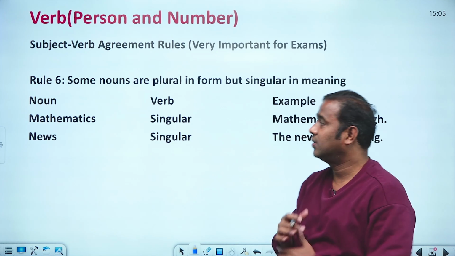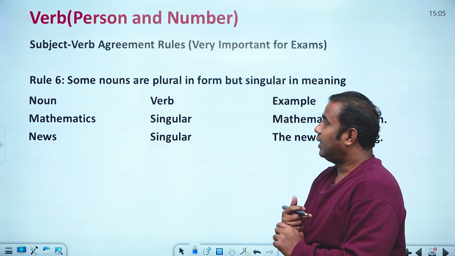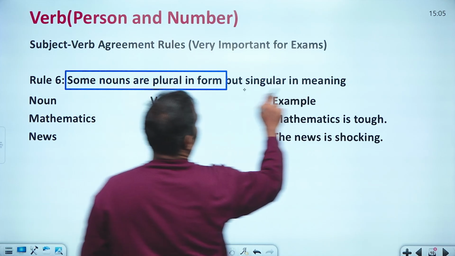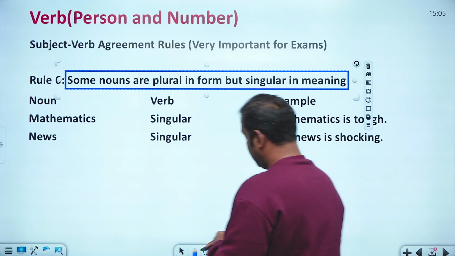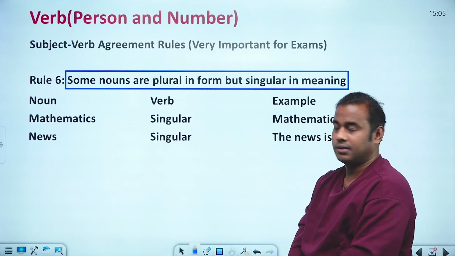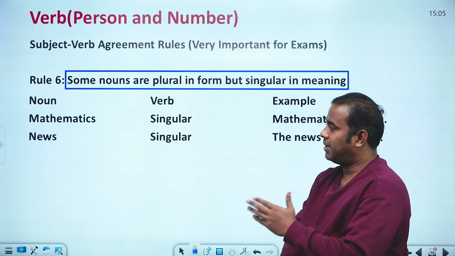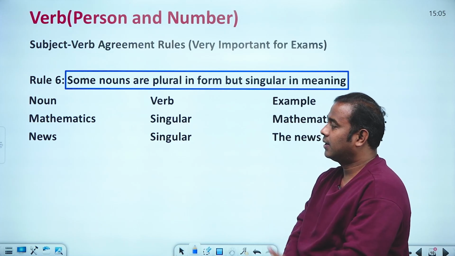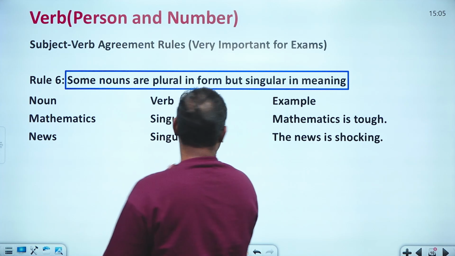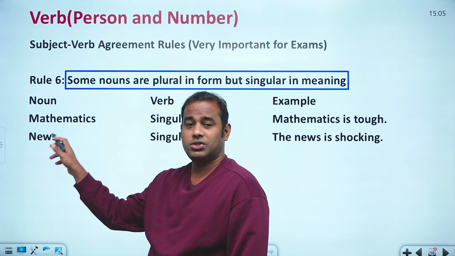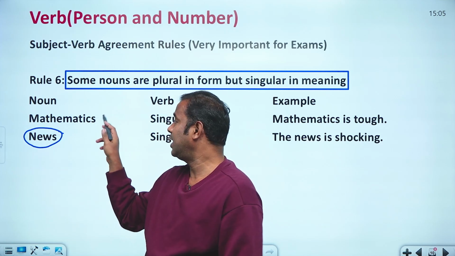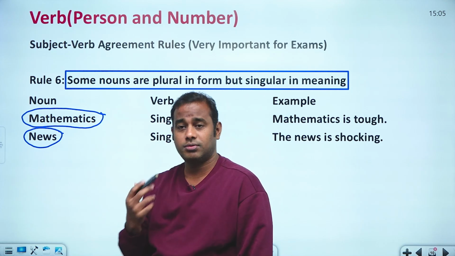Then the next rule is the sixth rule. Here, some nouns are in plural form, plural in number, but they take a singular meaning. For example, mathematics, news. These are the best examples here, so no need to go too much into it. Mathematics, news. The news is a very good example. Then names of subjects are also one thing.